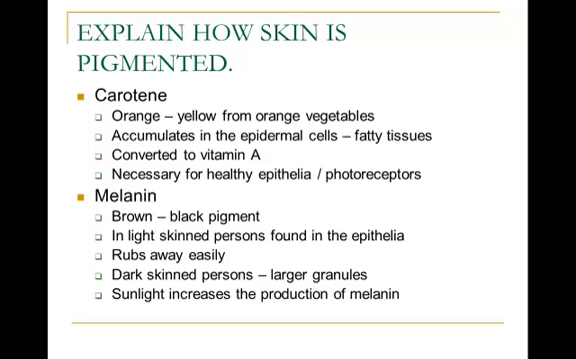Melanin is a black-brown pigment, and it's found in light-skinned persons in the epithelial layer, and it rubs away. In darker-skinned people, they have the same, but the granules are larger. And remember that the purpose of that is to protect the DNA inside the cell. And of course, this is tanning. So sunlight increases the production of melanin because it knows that the tanning rays might damage the DNA. And of course, a melanoma is the very most serious type of skin cancer.